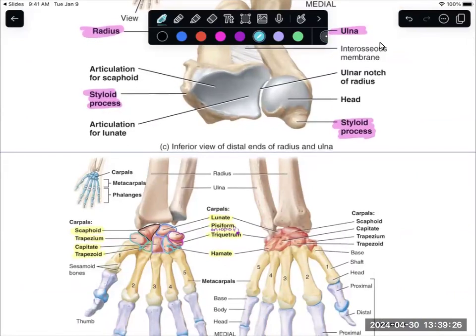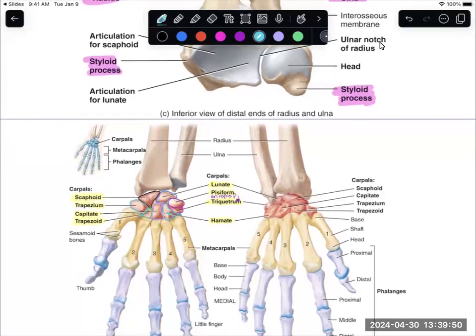The other picture shows them from the back. So if you're looking at the back of your hand, those are the bones from the back. You don't really see that pisiform very well, or you don't see it at all if you're looking at the back of the hand. You can only see that pisiform if you're looking from the palm side of your hand.